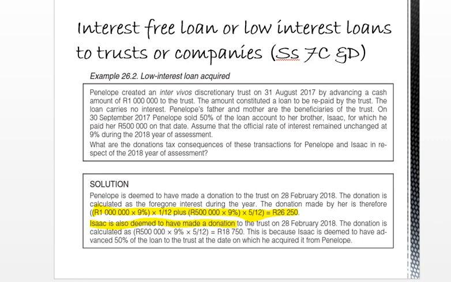And then on the 30th of September 2017, Penelope sold 50% of the loan account to her brother Isaac, for which he paid her 500,000 rand on that date. Assume that the official rate of interest was 9% during the 2018 year of assessment. So what are the donation tax consequences for Penelope and Isaac in this case? In this case, Penelope set up a trust and advanced a cash amount of 1 million rand to the trust, in other words a loan to the trust.